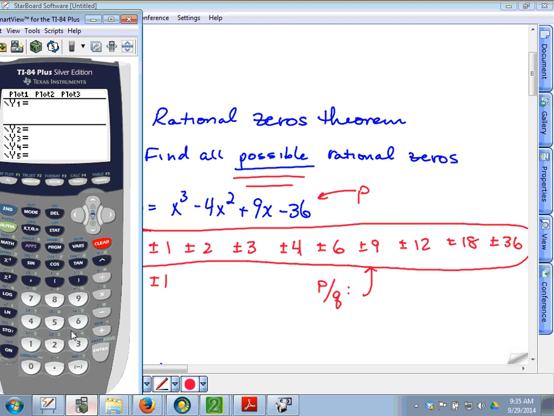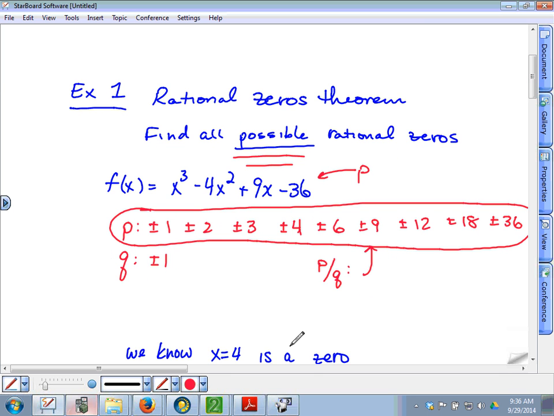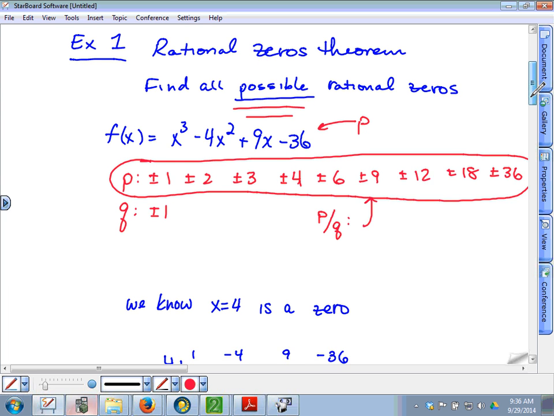Did we find any? And did you verify it on the graph? Did you type in -4, hit enter? Was it really 4? That's positive for me? Okay. What's that? Yep, now you do synthetic division. We know that x equals 4 is a 0. We verified that graphically, but I still would like you to verify that numerically with synthetic division. So go ahead and do the synthetic division.